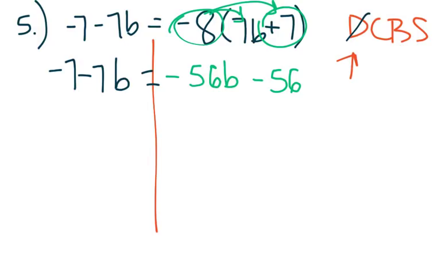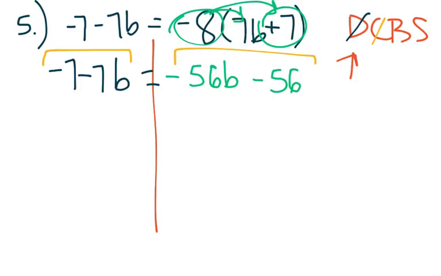Combine like terms on either side. So look on your left. Can we combine negative 7 and negative 7b? No, they're not like terms. How about on the right? Negative 56b and negative 56. Nope, they're not like terms, so we don't need to do anything there.